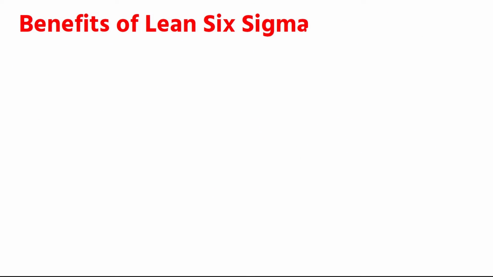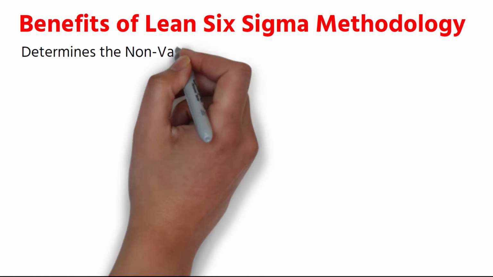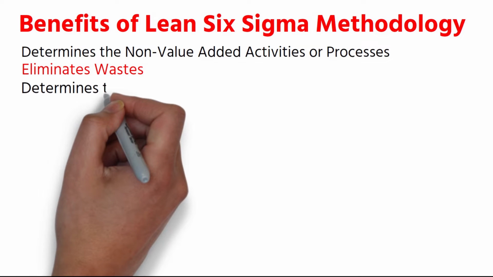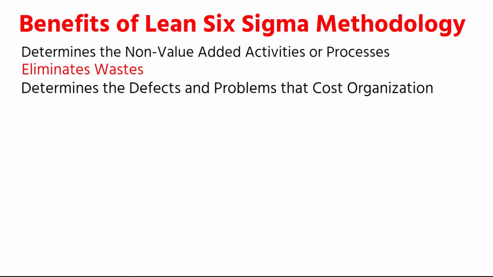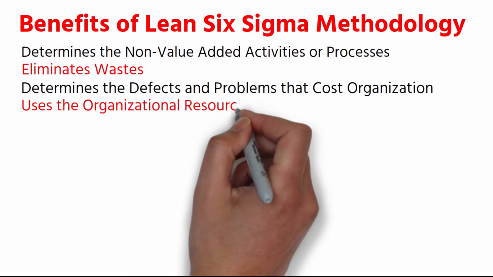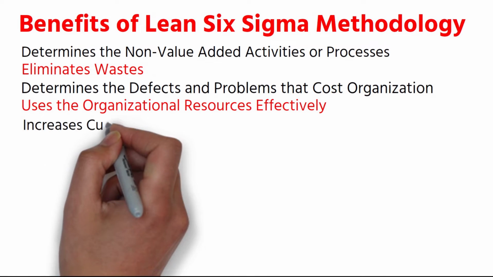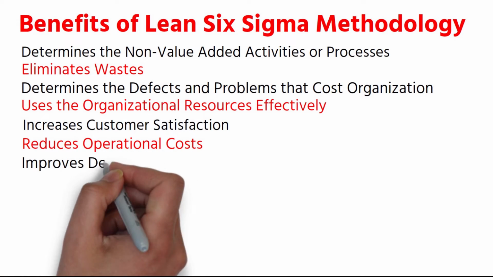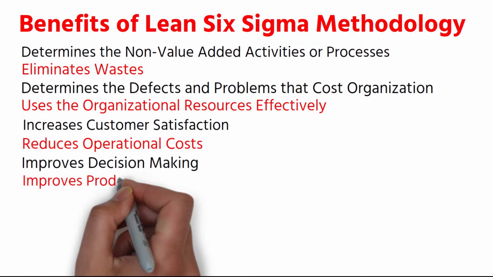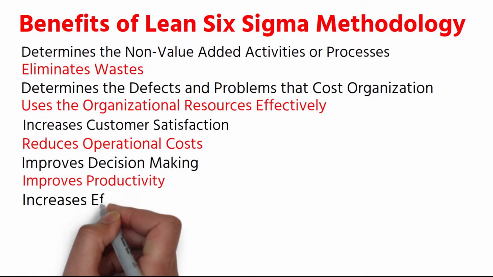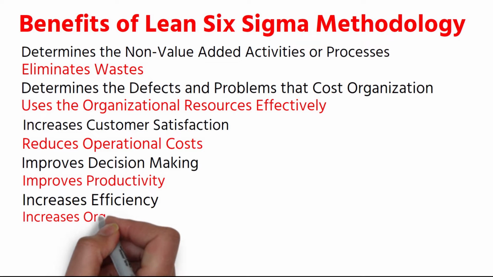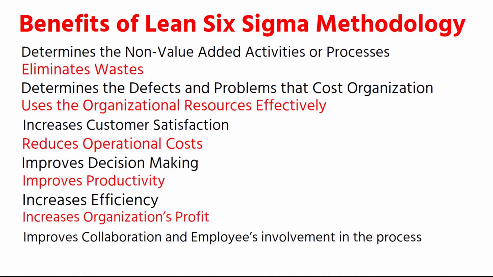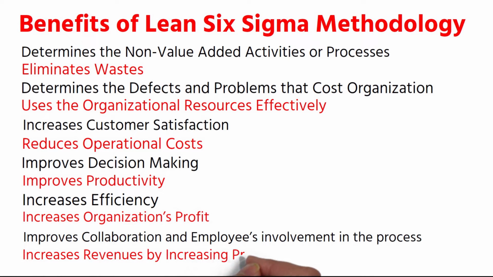Benefits of Lean Six Sigma methodology. Determines the non-value-added activities or processes. Eliminates wastes. Determines the defects and problems that cost organization. Use the organizational resources effectively. Increase customer satisfaction. Reduce operational costs. Improve decision-making. Improve productivity. Increase efficiency. Increase organization's profit. Improve collaboration and employees' involvement in the process. Increase revenues by increasing production.